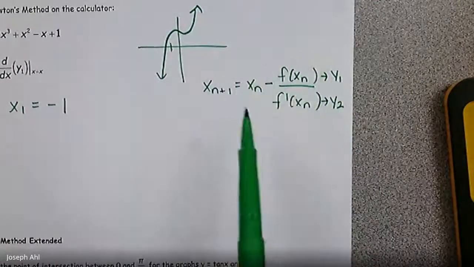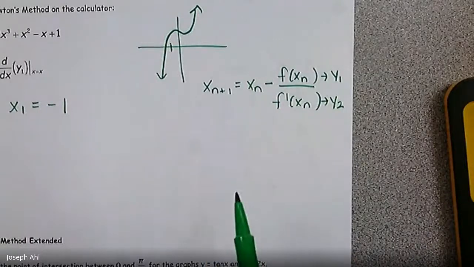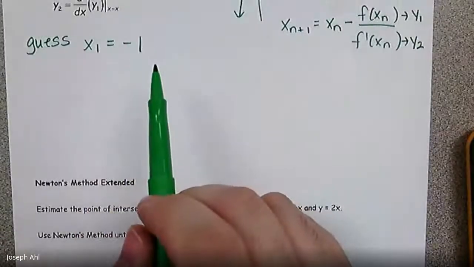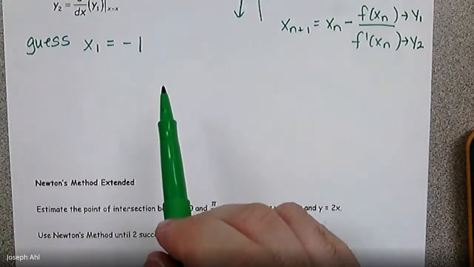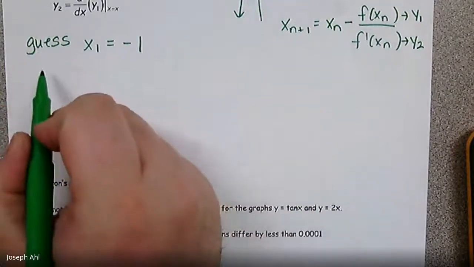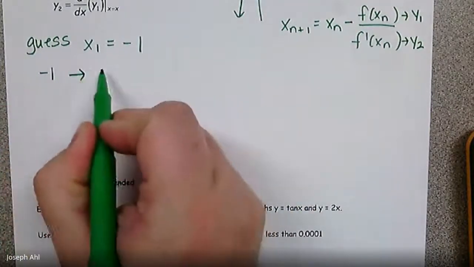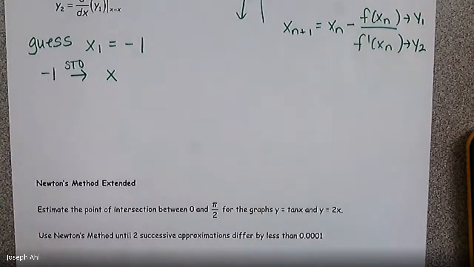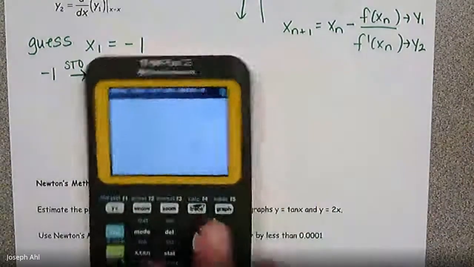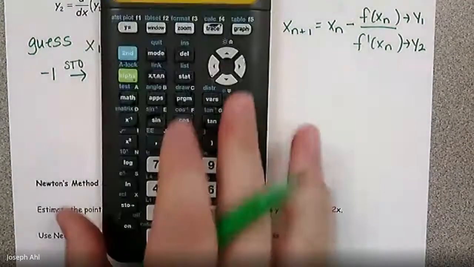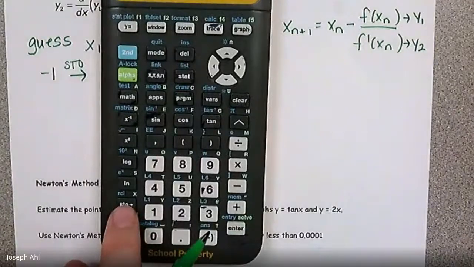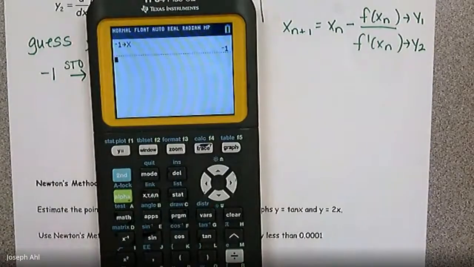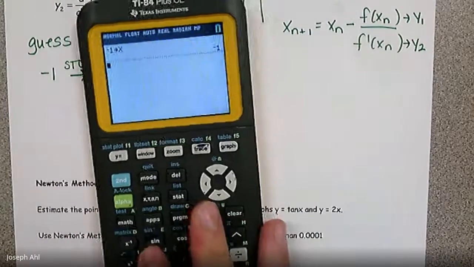So how can I use the home screen to start evaluating some of these iterations? I want to store my initial guess, this value of -1, in x using the store function. If you haven't used store, I used it in pre-calc and algebra 2 a little bit. Hit store, and we're going to store that as the value of x. Hit enter, just so that we have that stored in there.